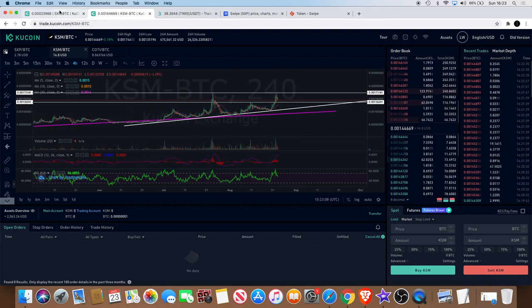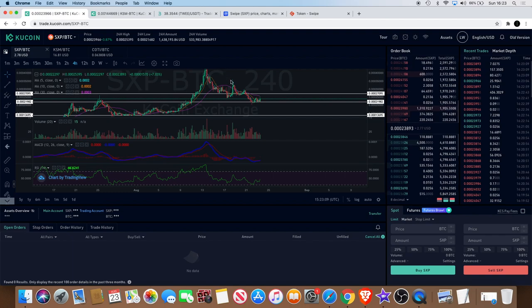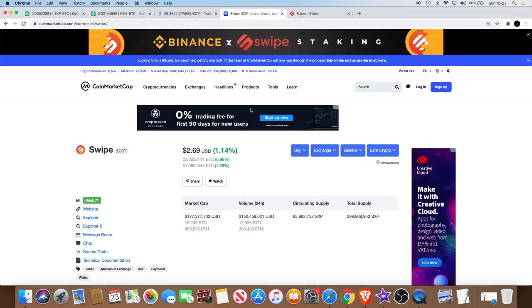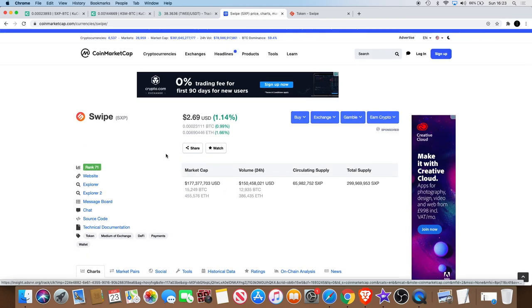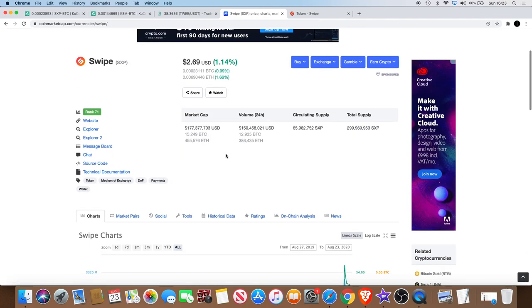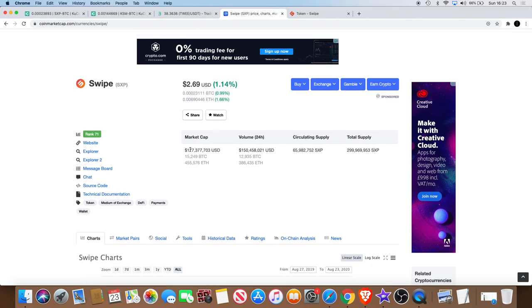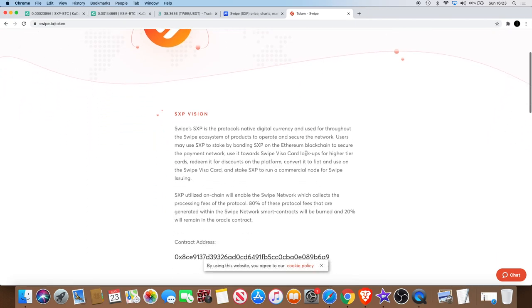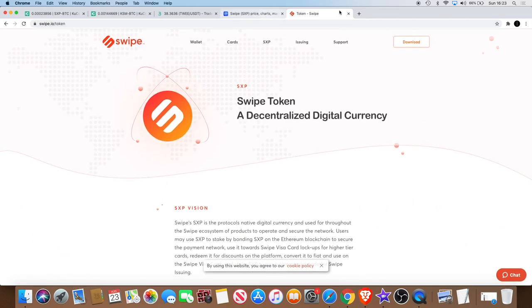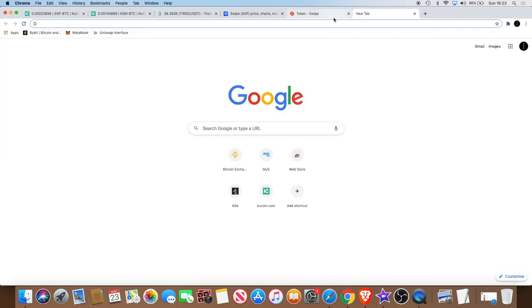So going back to Swipe, we've looked at the chart already. Now let's talk about some news. First of all, we see it's ranked 71, and we expect that to climb over the next couple of days. The market cap has increased to 177 million. But we've also got the staking. I should be on the Twitter. Okay, let's go to Twitter. All right, pull that up for you.